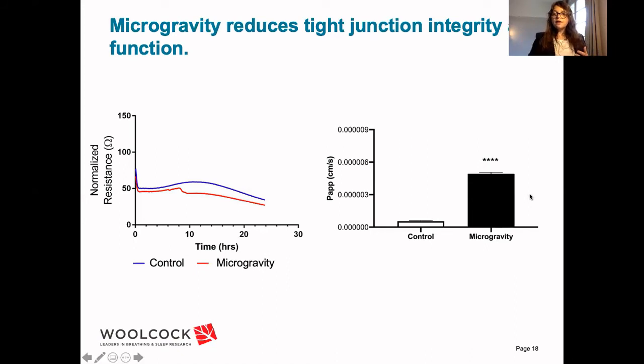And what we found was that when we have cells exposed to just 24 hours of microgravity, we have a significant increase in our PAP, which actually suggests that these tight junctions are not functioning as well as the controls, because they're allowing that solute to pass much quicker through the epithelial layer, suggesting that functionality is somewhat impaired by the exposure to microgravity. This got us a little bit intrigued.